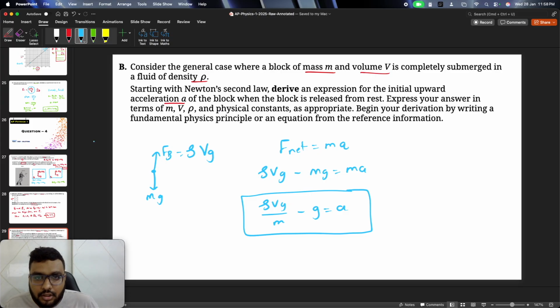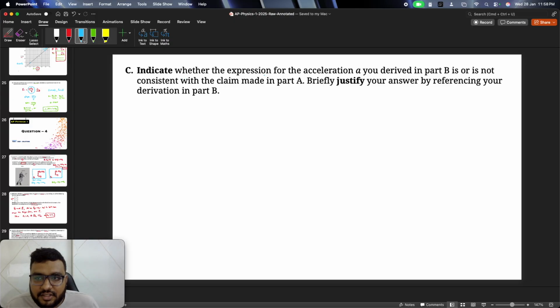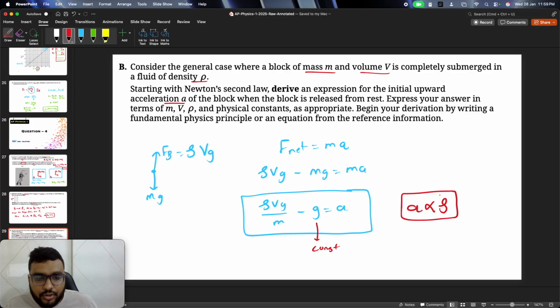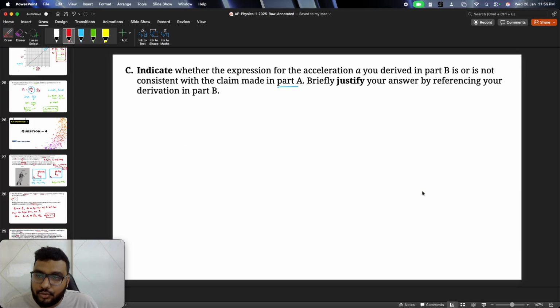Okay, very good. Now the last thing: indicate whether the expression for the acceleration a you derived in part b is or is not consistent with the claim made in part a. Here also I can say that g is a constant value. m is constant, v is constant, g is also constant. So again I can say that acceleration is directly proportional to the density rho. If the density is more, definitely the acceleration is going to be more. So I can say that the expression is definitely consistent with the explanation we gave in part a.